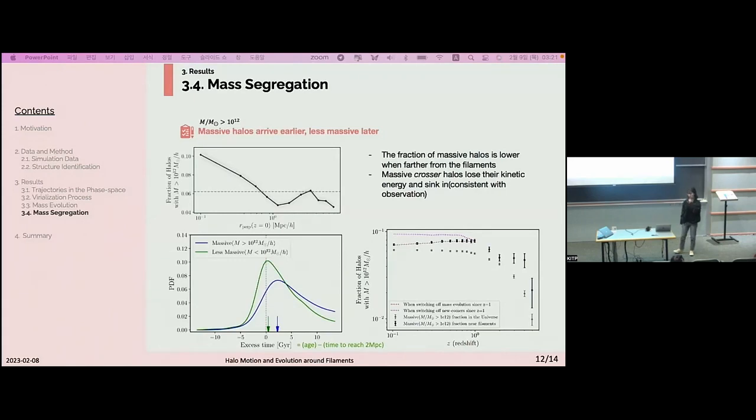Oh, well, actually, I've never considered that. Well, it's very interesting to see that, right? Yeah, right. And I believe this mass threshold depends on the scale of filaments. So you should check its dependence on the scale of filaments. Yeah. Okay, thank you for the comment.